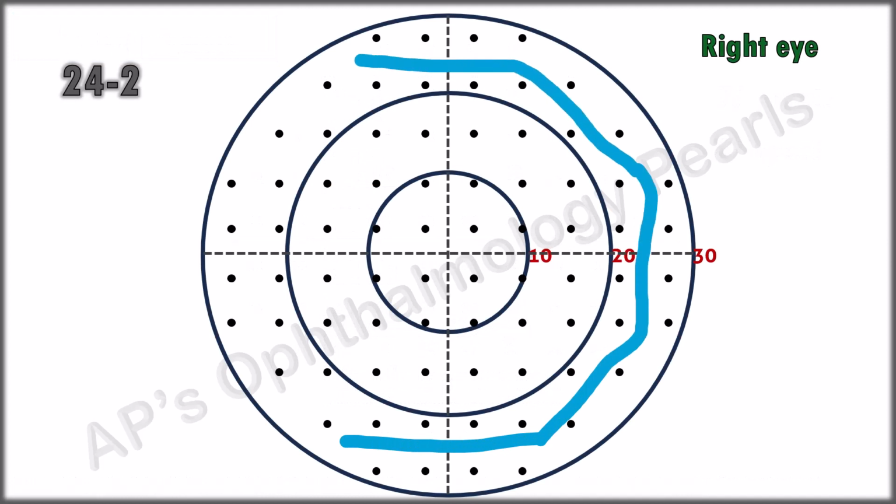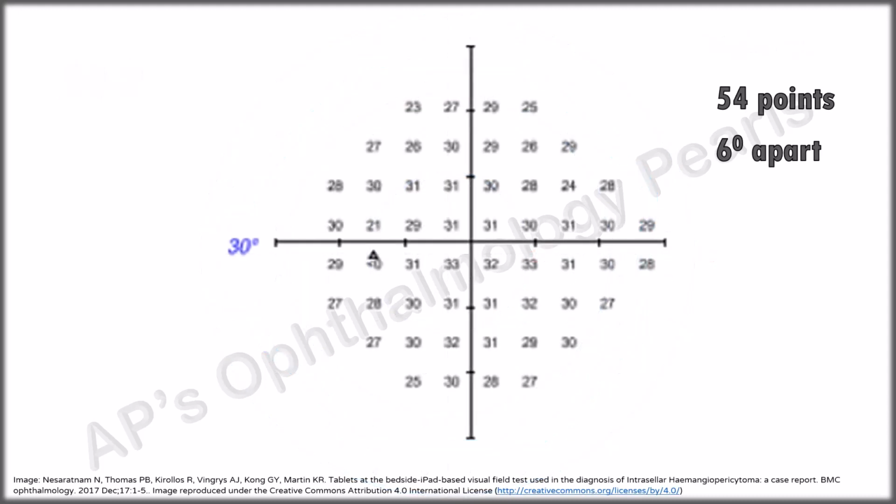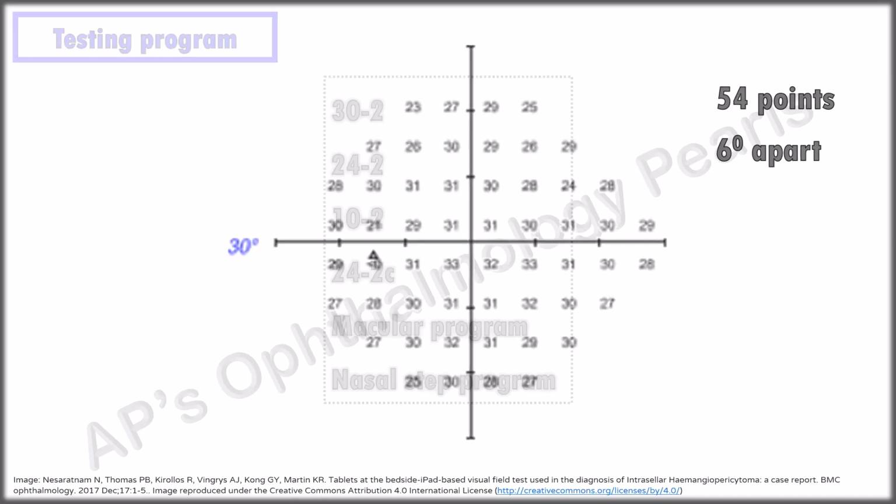In the 24-2 program, the outer edge points of the 30-2 program are left out. So it tests the central 24-degree radius except nasally, where it tests up to 30 degrees. Here 54 points are tested with the same 6-degree spacing as the 30-2 program. This may be preferable in the elderly as it is faster than the 30-2 program. Also, the peripheral points are not considered for glaucoma.